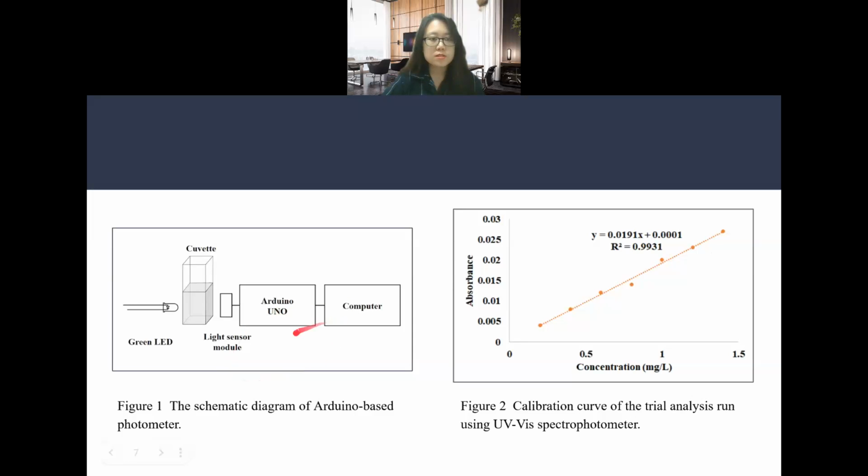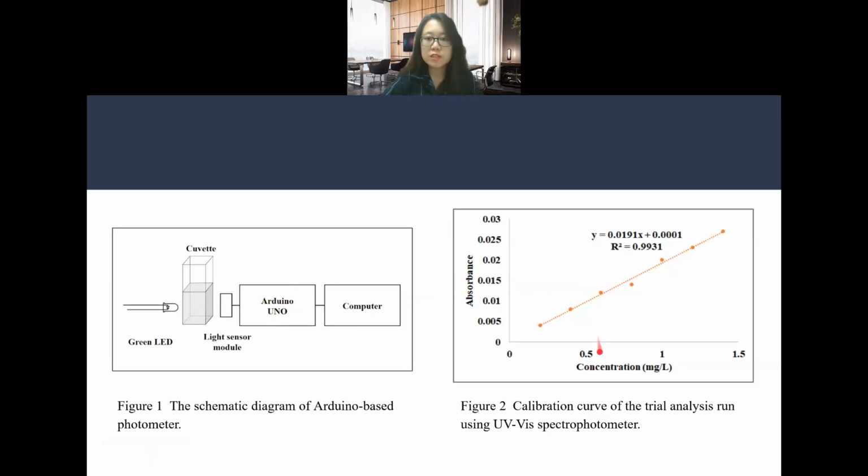This Figure 1 is the schematic diagram of the Arduino-based photometer. This is a green LED, which acts as a light source, which penetrates the light through the cuvette, which acts as a sample holder, and the light that penetrates the cuvette will reach the sensor to be collected through the Arduino Uno by the computer.